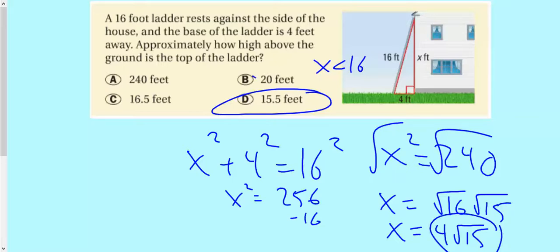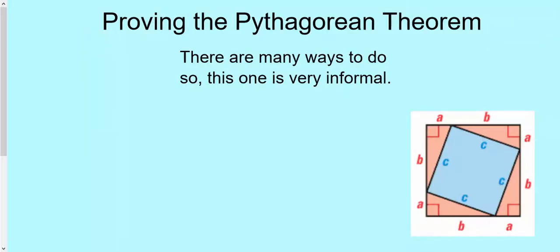I'm not going to be doing this decimal rounding stuff because you guys will need to know how to use that simplifying radicals skill. All right. Proving the Pythagorean theorem. There's a lot of different ways of doing it. This one's kind of fun because it's very visual. So what we have here is we have a square.